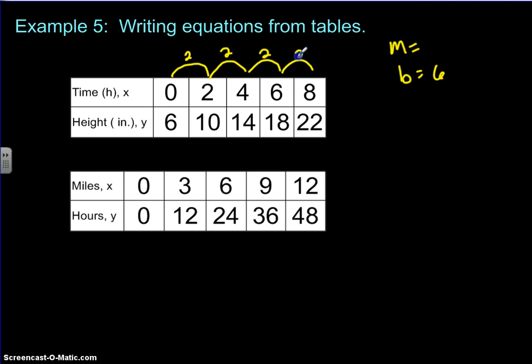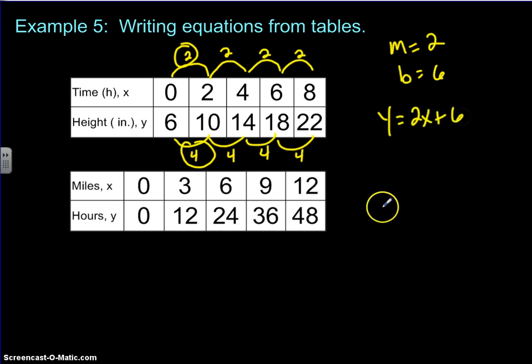Okay, let's look at y. I'm going by 4's, right? The slope is the change in y, 4, divided by the change in x, which is 2. So it's 4 over 2, which is 2 over 1, which is just 2. Again, it's change in y divided by the change in x, so the slope is 2. So can we write an equation for this? You bet. Y equals 2x plus 6.